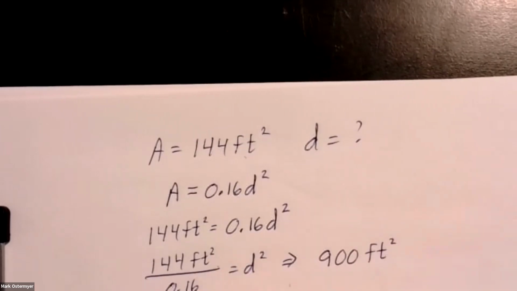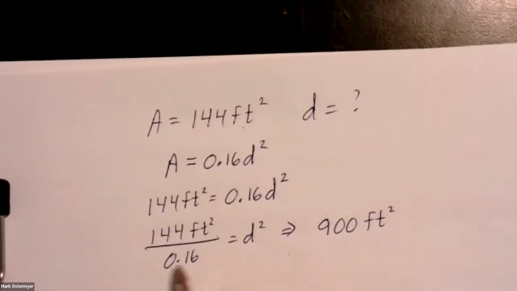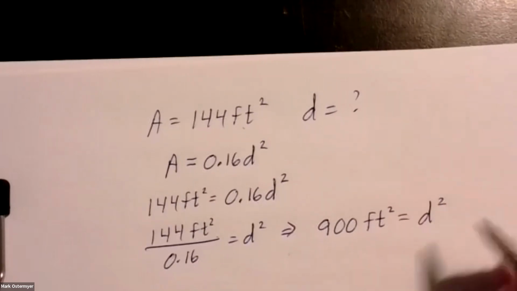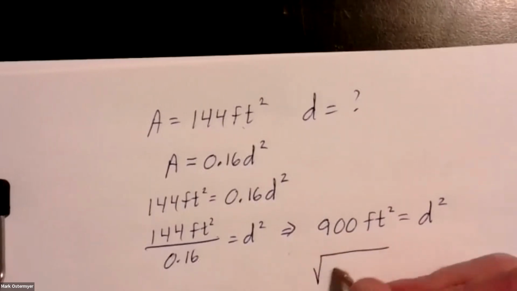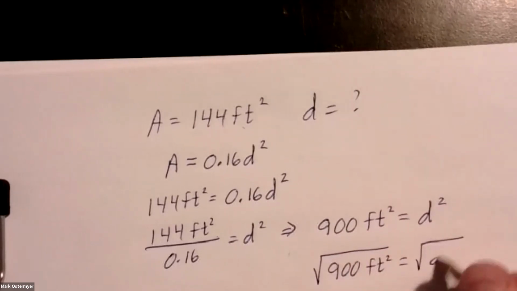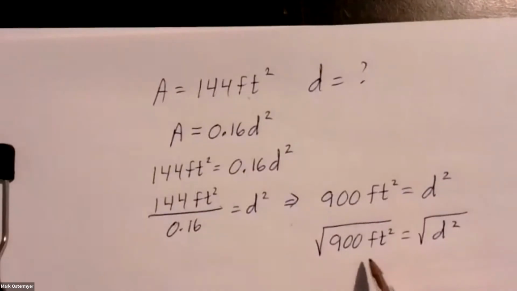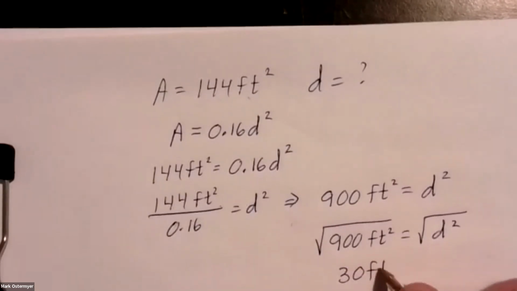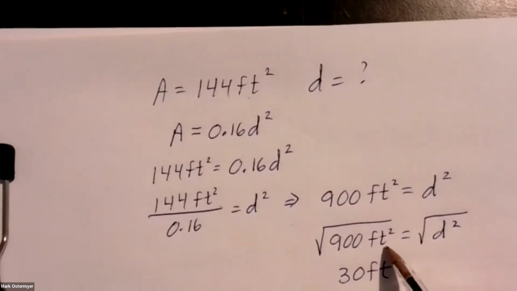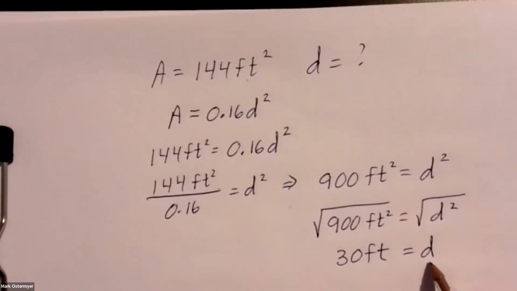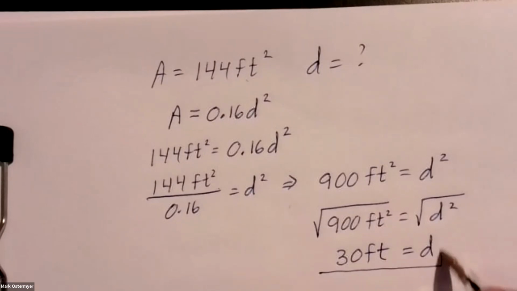Notice the units are still square feet, because there were no units attached to our constant K. So 900 square feet is equal to distance squared. To solve for distance, we take the square root of both sides of our equation. Hence, the square root of 900 square feet reduces us down to just 30 feet. Yes, when you take the square root of square feet, the square feet just become linear feet. And those are the proper units for distance, 30 feet. So the projector will have to be 30 feet away from the wall.